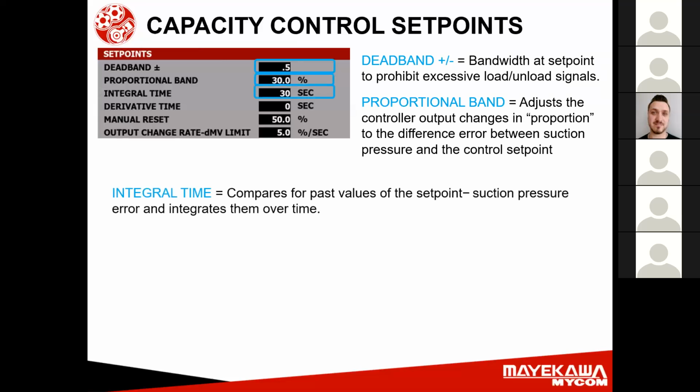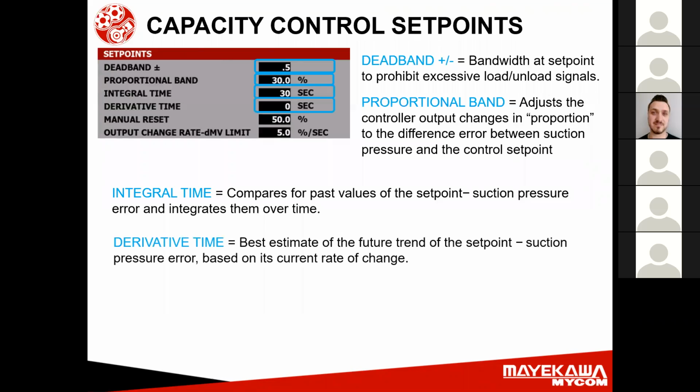Integral time accounts for past values of the set point minus suction pressure error and integrates them over time to produce the I term. Again, a smaller number creates a more aggressive output, causing the controller to overshoot, and a larger number will adjust in smaller increments, allowing it to reach set point over a longer period of time.